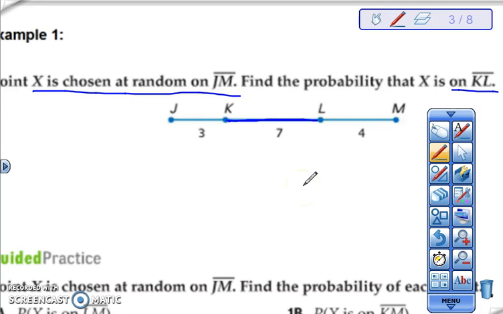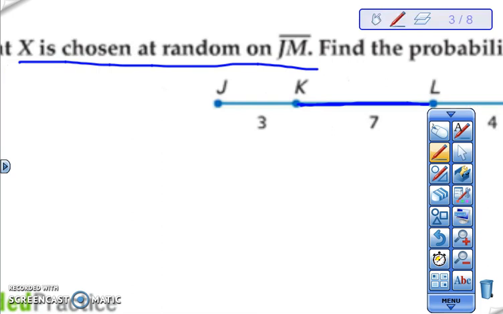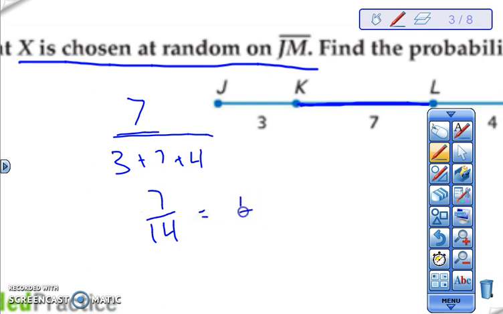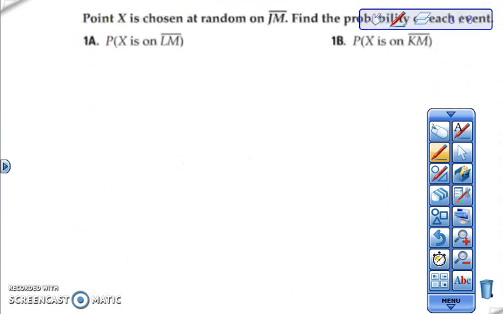So all we're going to do is take the length of each piece and treat that like we would for making our fractions. So the part of the line that we want is KL, and that's 7 units long. The total of the line includes all 3 sections, so that's 3 plus 7 plus 4. So our probability is 7 out of 14, which is the same as 1/2. So all we're doing is taking the piece of the shape we want divided by the total length of the shape.